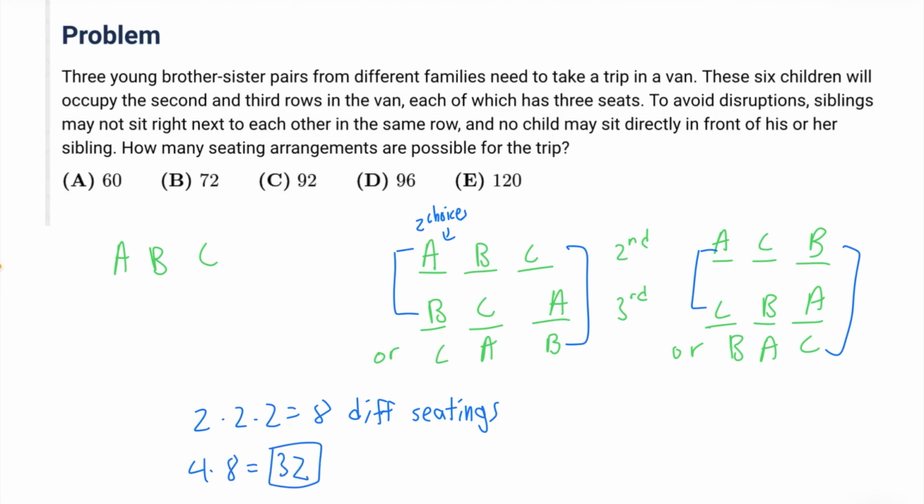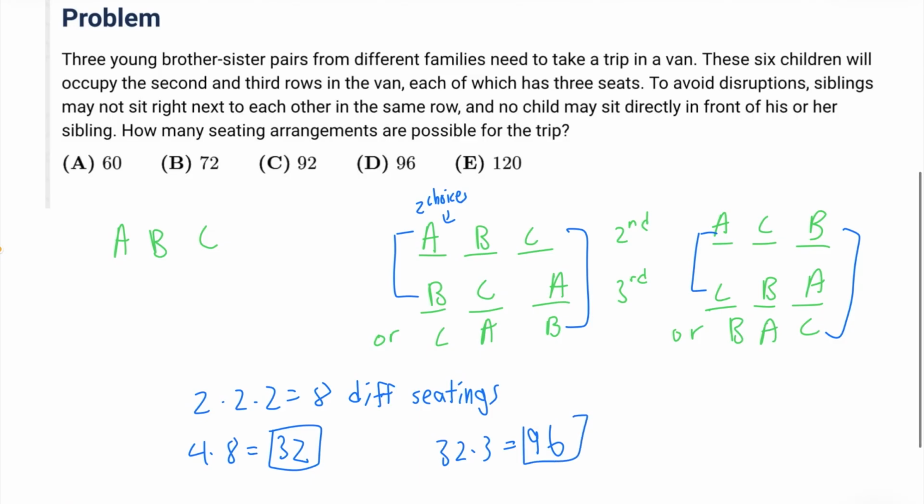Now remember that we started by assuming that family A occupied the leftmost seat in the second row, but the leftmost seat could technically belong to family A, B, or C. So we can multiply 32 by 3 to get 96. Therefore the total number of valid seating arrangements would be 96, which is D.